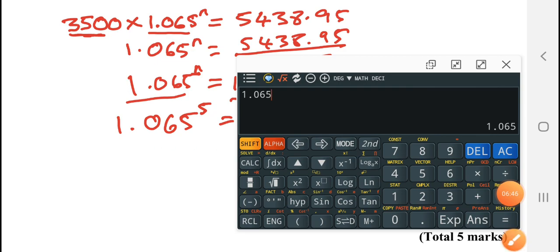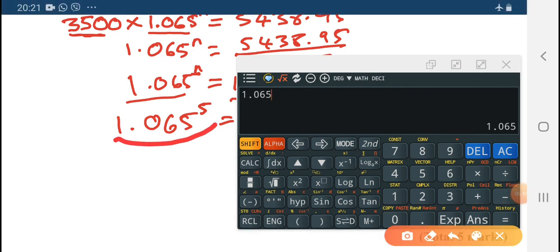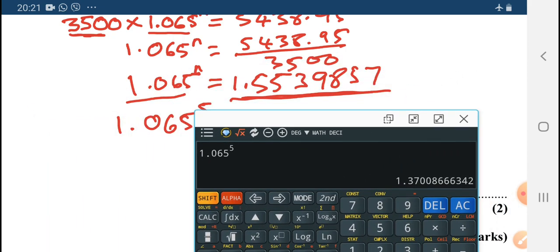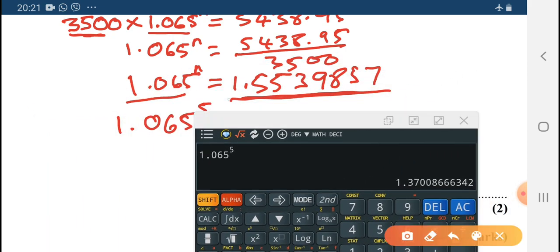So I'm going to try 1.065 to the power of 5 again to show you how that works. I'm going to use this button here, to the power of 5, and the answer is 1.37. Now can you see we needed 1.55, but I've only got 1.37. It's too low, but let's record this.